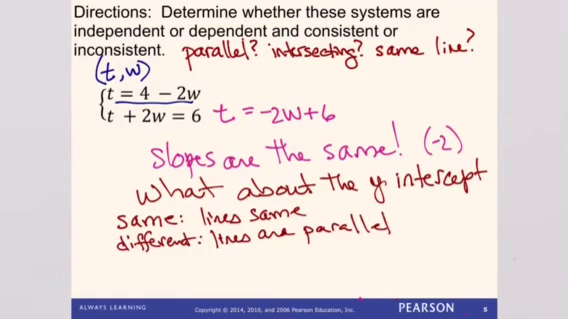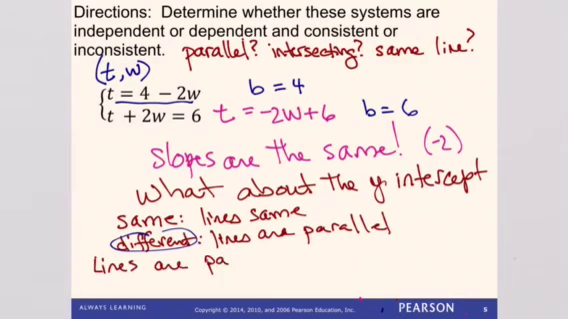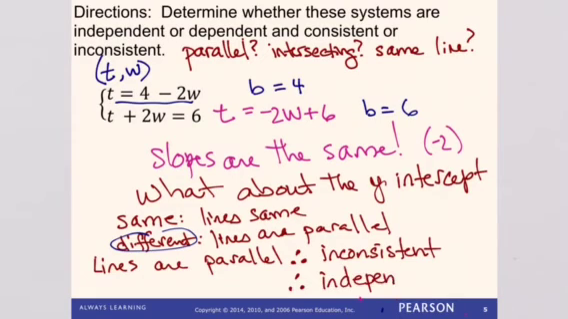Okay? So if we look at the y-intercepts, the b in this equation is 4, and the b in this equation is 6. Okay, they're different. So that means the lines are parallel, which means, therefore, the system is inconsistent because there is no solution, and it's also independent because they're not the same line. The only time they're dependent is when they're the same line. Okay?